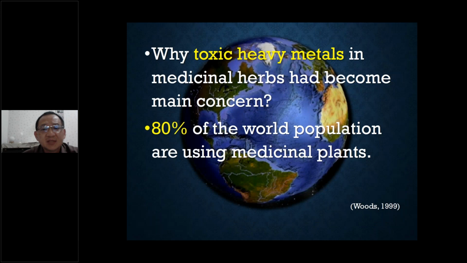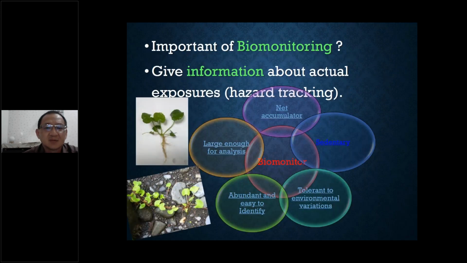Toxic heavy metals in medicinal plants are actually a global concern because many countries use herbal plants, and Centella asiatica is one of them. There is not much public information on whether these herbal plants are actually safe to be consumed. 80% of the world population uses medicinal plants, so public concern is highly a major focus on medicinal plants.